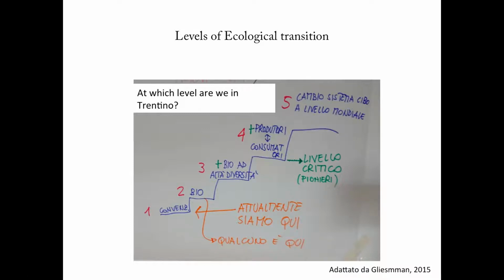And then we can go to the third level to transform our monoculture into an ecosystem. And then we can connect with consumers. And then we can go to the fifth level, which is to change the whole food system at the world level.